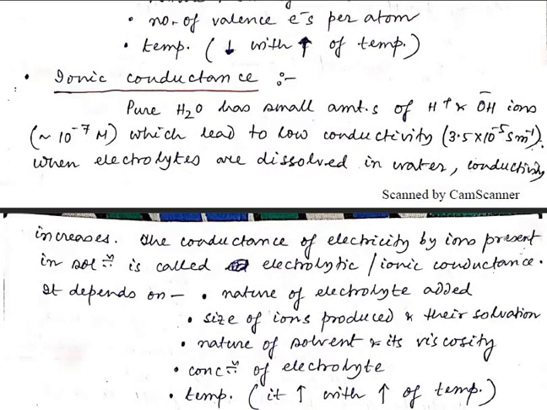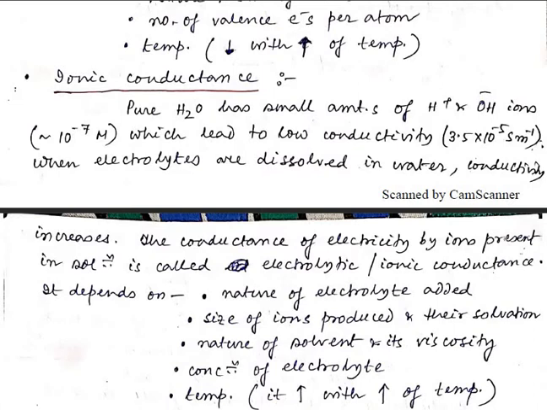When electrolytes are dissolved in water, अगर कुछ इलेक्ट्रोलाइट सपोज NaCl या जिंक सल्फेट, एल्यूमिनियम क्लोराइड, कुछ भी इलेक्ट्रोलाइट अगर हम लोग वाटर में डाल दिए, तो कंडक्टिविटी इंक्रीज होती है। हम लोग ये जानते हैं, the conductance of electricity by ions present in solution is called the electrolytic or ionic conductance. It depends mainly on 5 factors.